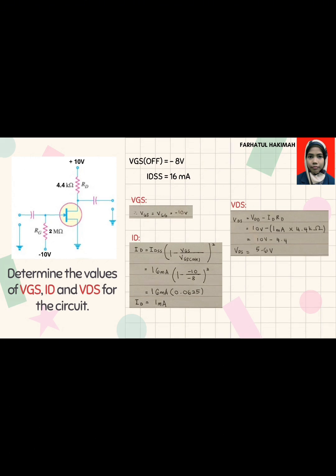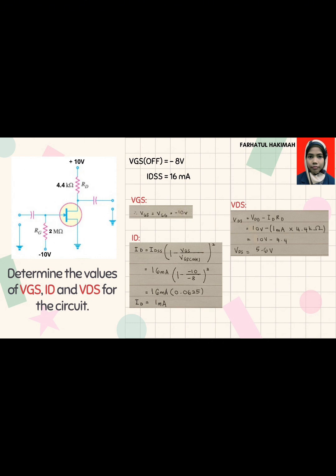Now, to calculate drain current using the formula ID equals IDSS times (1 minus VGS over VGS off) squared. It will be 16 milliampere times (1 minus negative 10 over negative 8) squared. And the answer for the drain current is 1 milliampere.